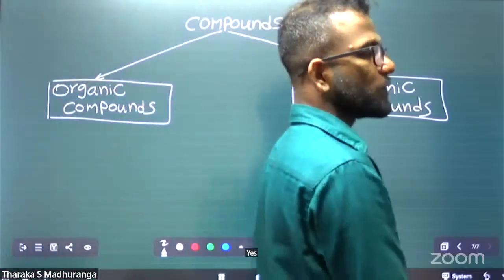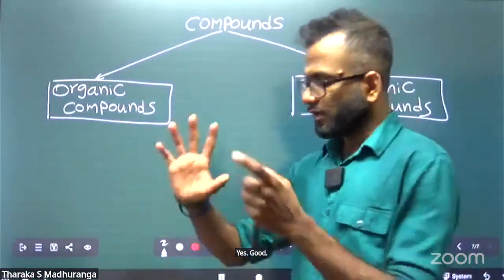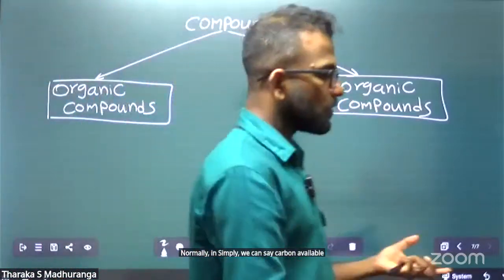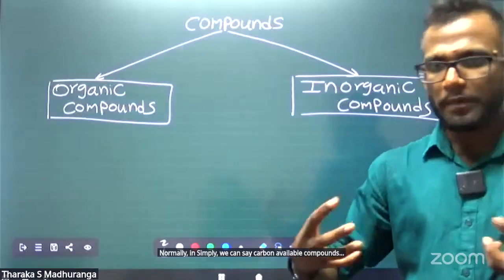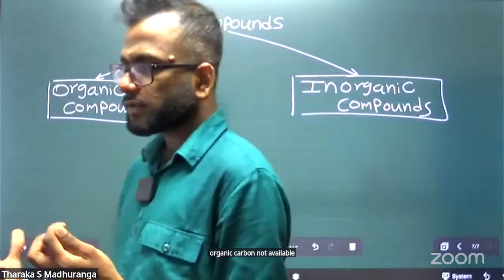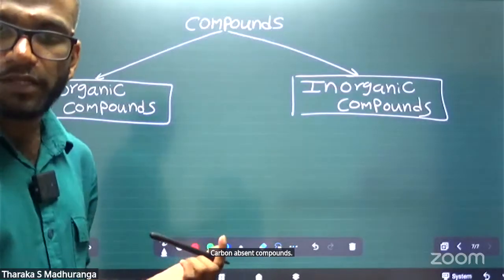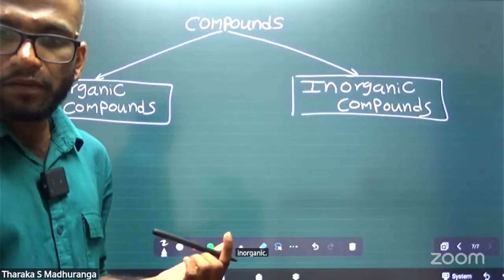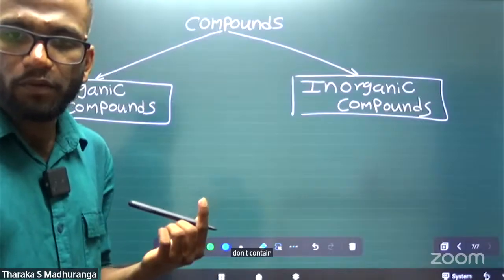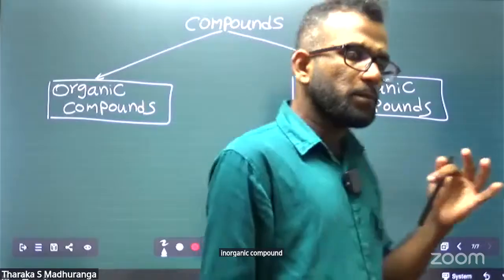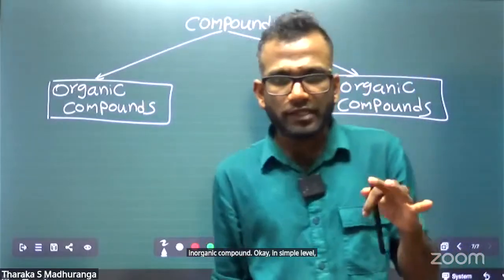Normally, in simple terms, we can say carbon-containing compounds are organic, and carbon-absent compounds are inorganic. Compounds that don't contain carbon are called inorganic compounds. At a simple level or O level, that is correct.